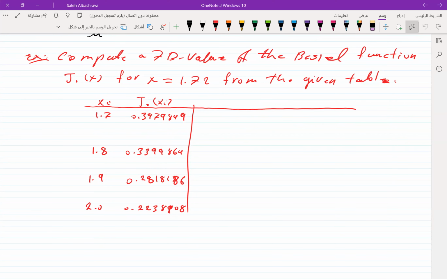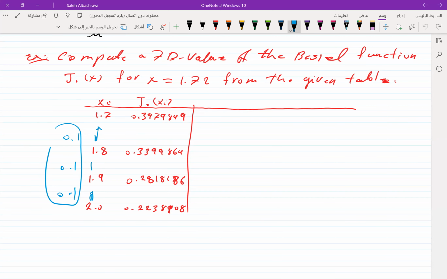We need to find the differences between these values since the difference between any two x is 0.1. The differences between any two consecutive values for x is equal to 0.1, so this is equally spaced. It means that we can apply either the forward or backward Newton formula. Let's use both of them.